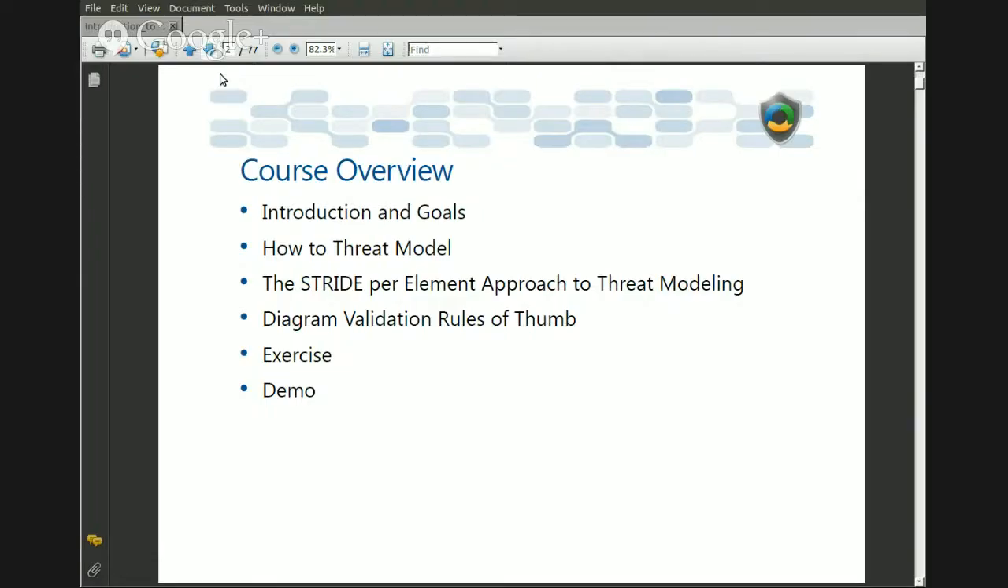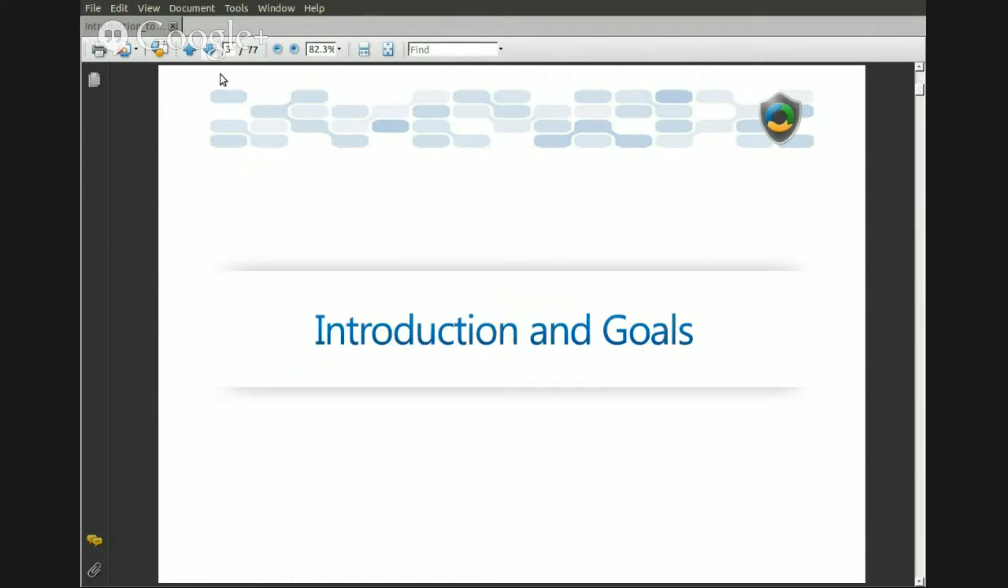So it's about 77 slides, but what it does is talk about the introduction and goals, how to threat model, the approach to threat modeling, diagram validation, rules of thumb, and an exercise that has a demo, but we'll just go through some high-level stuff.